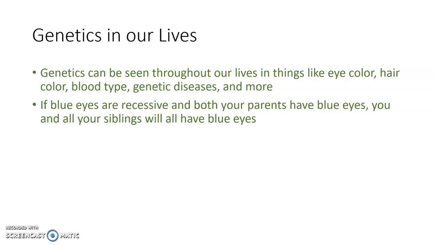So like if you have blue eyes and blue eyes are recessive, and both your parents have blue eyes, then you and all your siblings will also have blue eyes, because the monohybrid cross for that would be homozygous recessive alleles on both sides, which would result in nothing but homozygous recessive offspring, which means you all have blue eyes.